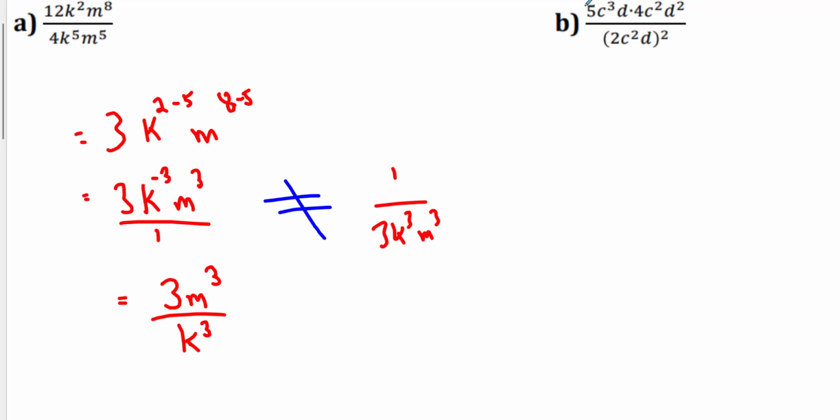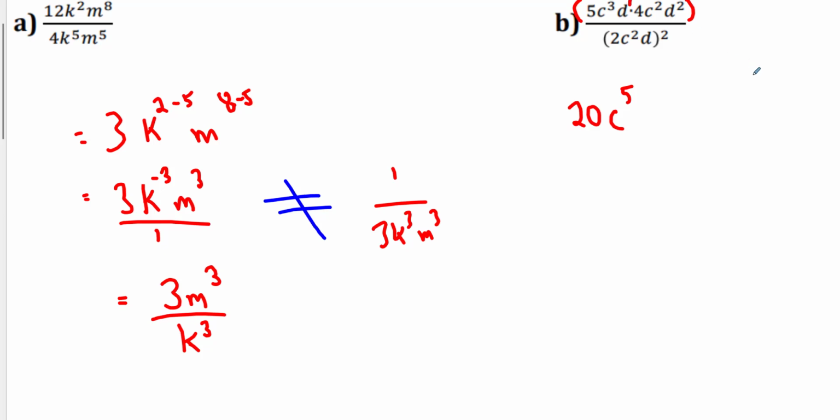So I'm just going to simplify at the top. So I'm going to put a bracket here, and let's see what's happening at the top. I have 5 times 4, that's just 20. I have c cubed times c squared, that's just c to the power of 5, because 3 plus 2. I have d, and remember, d has an exponent. It has an exponent of an invisible 1.